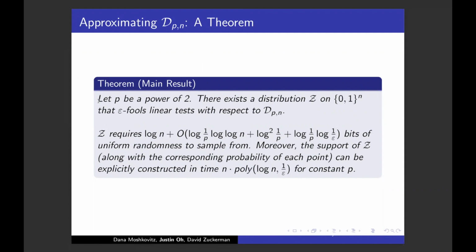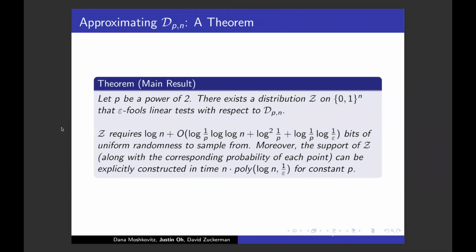And more importantly, what we can show is that this z only requires something like 1 times log n plus some lower order terms, number of bits of uniform randomness or seed to sample from. So what this means is that we have a nearly linear size, so something like n log n or n poly log n size support for z.